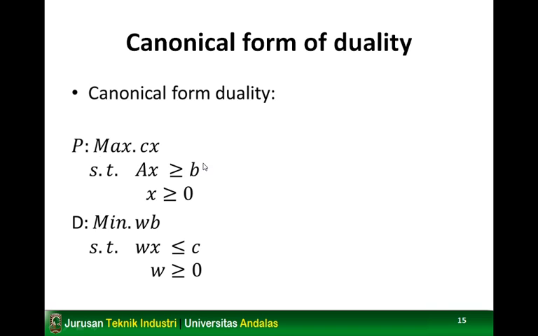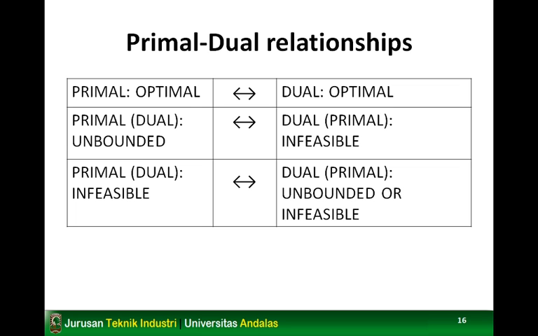And the canonical format of the dual: when the primal is a max problem, then the dual will be a min problem with w as the decision variable, and all constraints will have the sign of smaller than or equal to, and all decision variables are non-negative. This is the relationship between the primal and the dual.